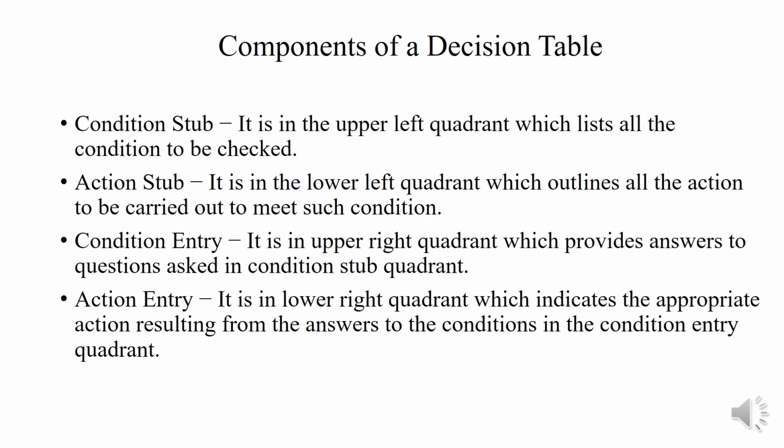Components of a decision table. It has different components. Condition step, in the upper left quadrant, lists all the conditions to be checked. Action step, in the lower left quadrant, outlines all the actions to be carried out to meet such conditions. Condition entry, in the upper right quadrant, provides answers to questions asked in the condition step quadrant. Action entry, in the lower right quadrant, indicates the appropriate action resulting from the answers to the conditions in the condition entry quadrant. So these are the four components: condition step, action step, condition entry and action entry.